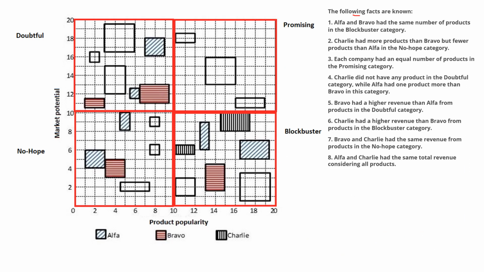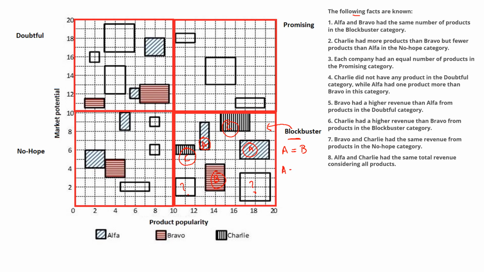First fact is Alpha and Bravo had the same number of products in the blockbuster category. Okay, now in the blockbuster category, Alpha is equal to Bravo in terms of number of products, and we know that this belongs to Alpha, this belongs to Alpha, this belongs to Charlie, this belongs to Charlie, and this belongs to Bravo, and we don't know about these two boxes, which company they are of.